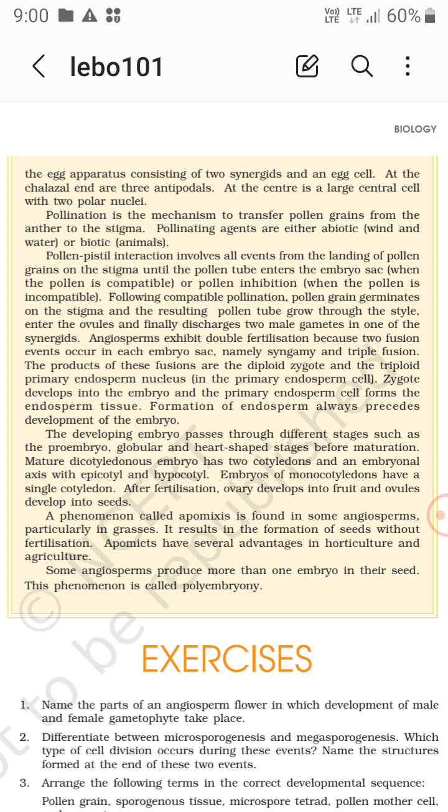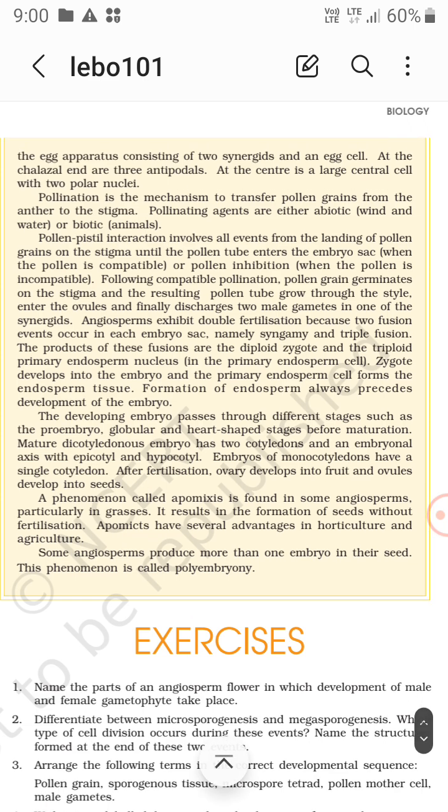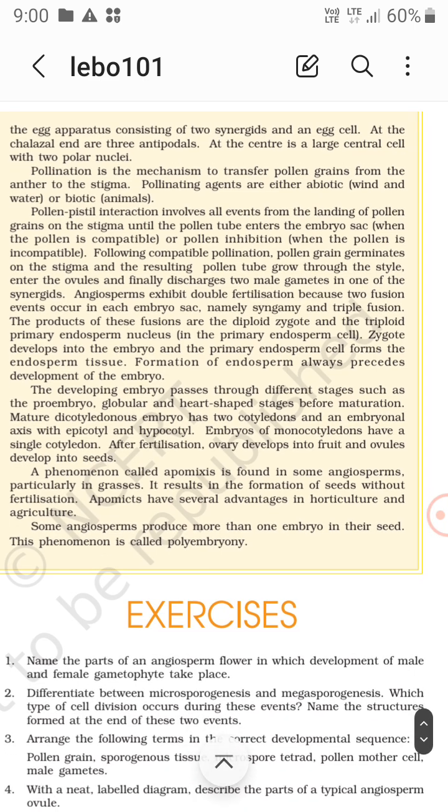So the primary endosperm cell has the triploid primary endosperm nucleus. The zygote develops into the embryo and the primary endosperm cell forms the endosperm tissue, right? The formation of endosperm always precedes the development of the embryo.